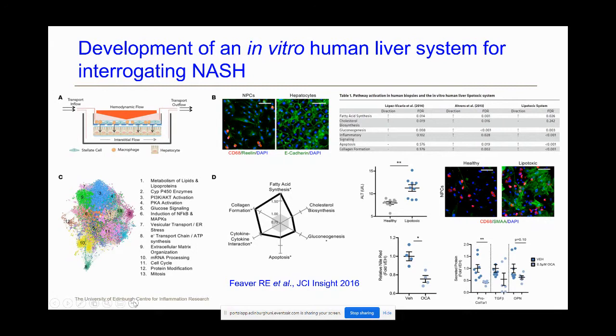Now, Wolman disease is caused by the defective activity of lysosomal acid lipase, and hepatocytes from patients with Wolman disease have massive lipid accumulation accompanied by lethal steatohepatitis and fibrosis.